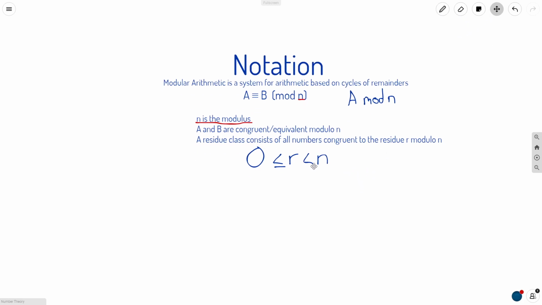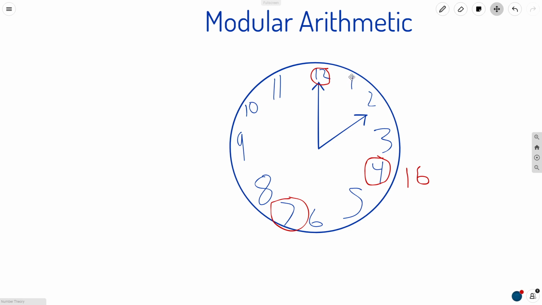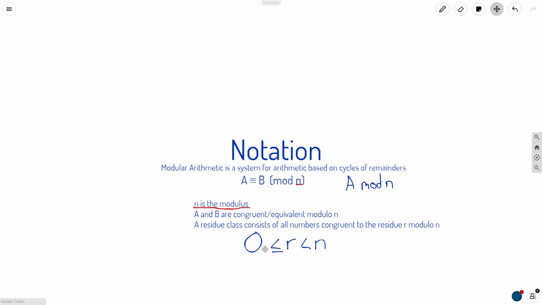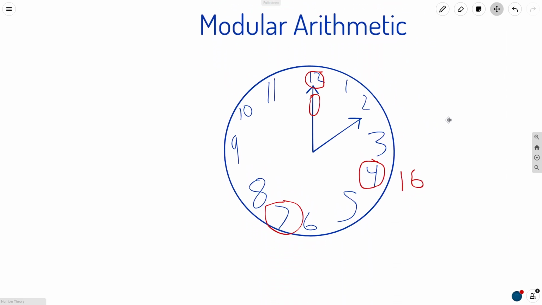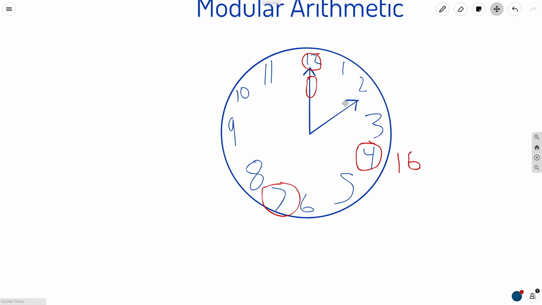Now we also have residues, and a residue is a number that is greater than or equal to 0 but strictly less than n. So in the clock, our residues are between 1 and 11, and while we don't have 0, 12 is essentially in the same spot as 0. The easiest way to think about this is that these are all the unique values you can get when you divide a number by the modulus. So when we divide any number by the modulus, its possible values lie between 0 and 11.